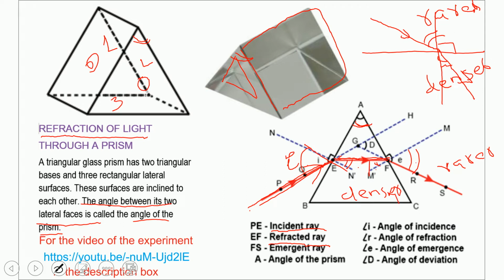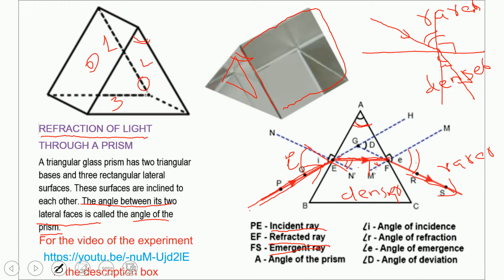So here, you see this FS. This FS is the emergent ray. What is it called? It is the emergent ray. And M, M dash is actually the normal.